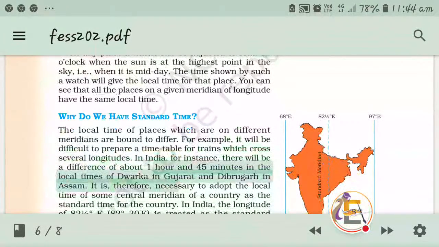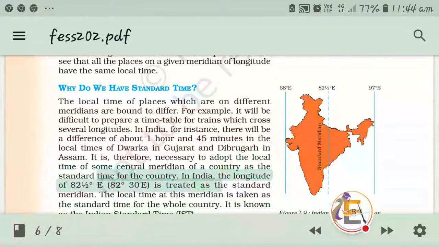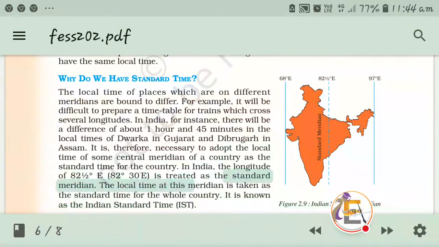It is, therefore, necessary to adopt the local time of some central meridian of a country as the standard time for the country. In India, the longitude of 82.5 degrees E, 82 degrees 30 minutes E, is treated as the standard meridian. The local time at this meridian is taken as the standard time for the whole country. It is known as the Indian Standard Time, IST. Figure 2.9, Indian Standard Meridian.